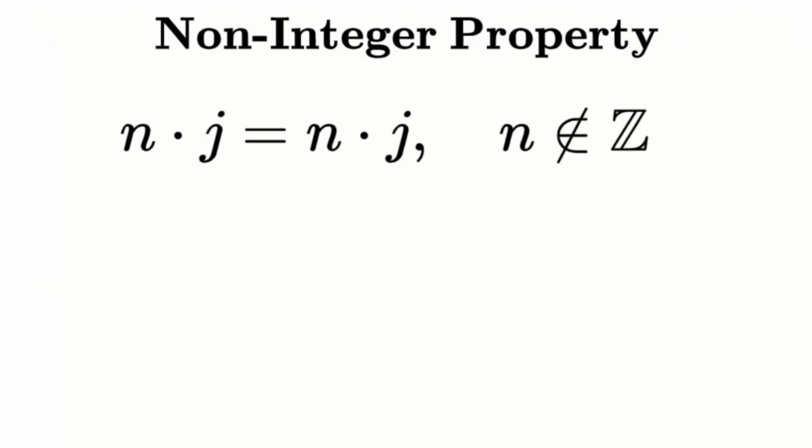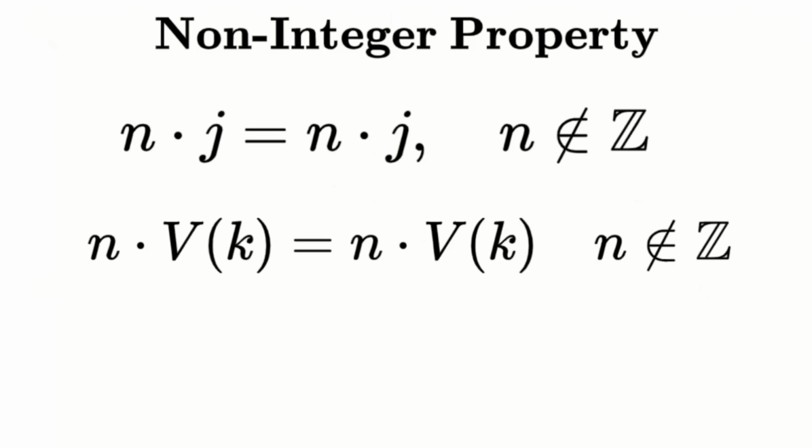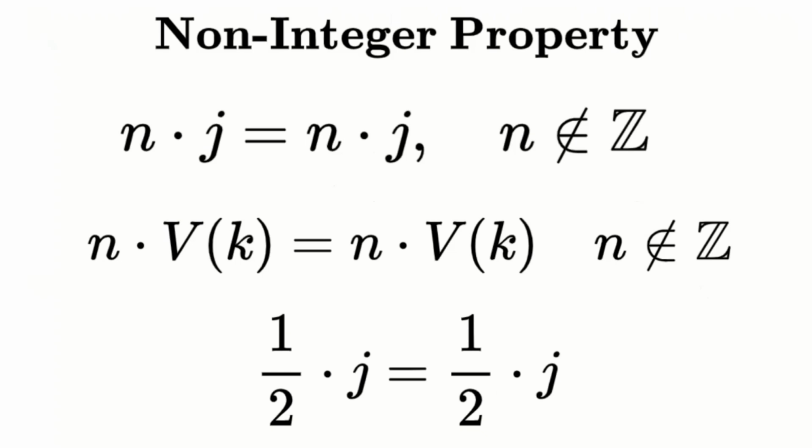Non-integer property: if the virtual unit j has non-integer coefficients, it will remain unchanged. Mathematically, n times j equals n times j if n is non-integer. And for virtual functions, n times vk equals n times v of k. For example, 1/2 times j equals 1/2 times j. Now let's prove them so that we can be assured they work and are consistent in the virtual system.